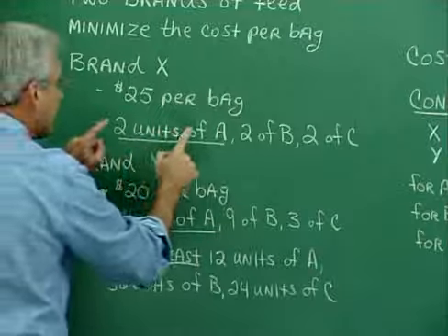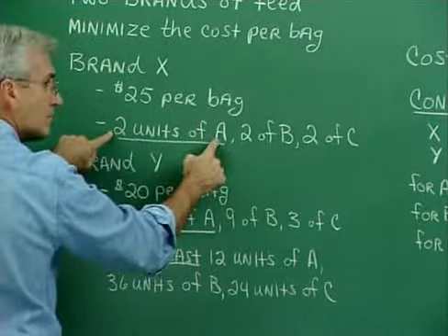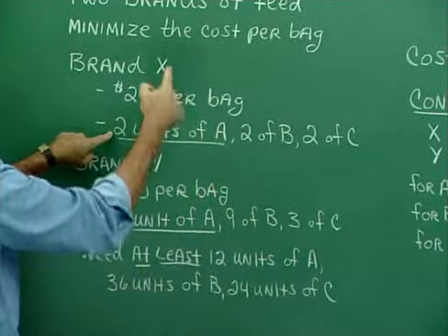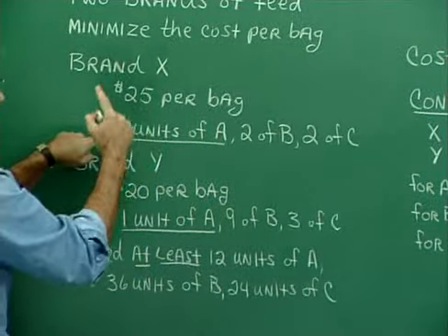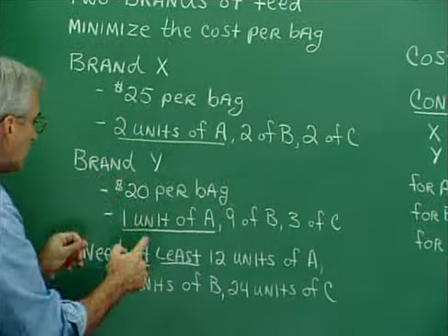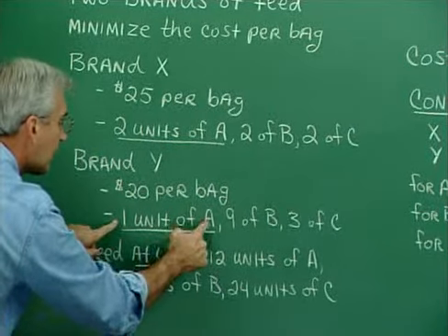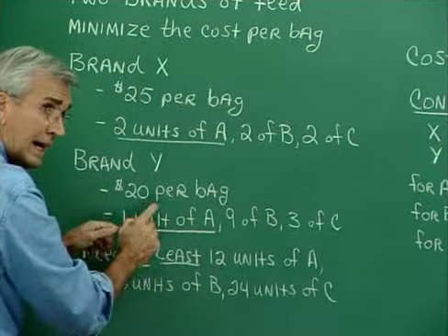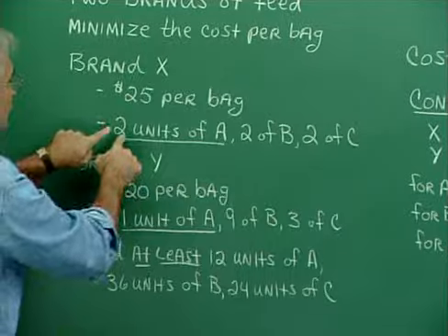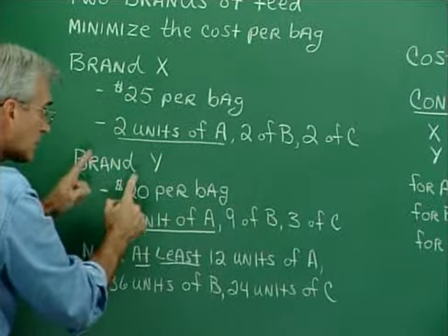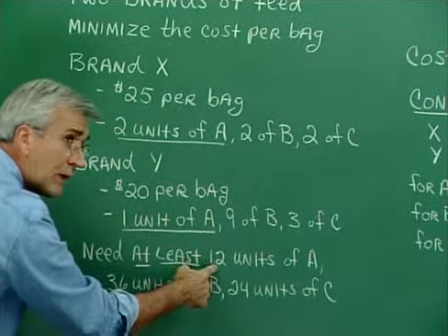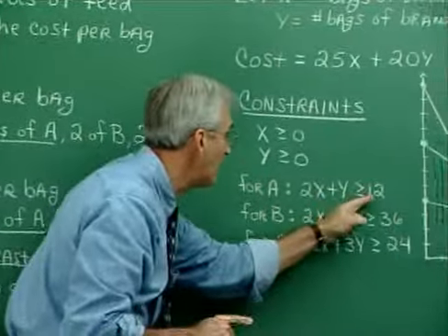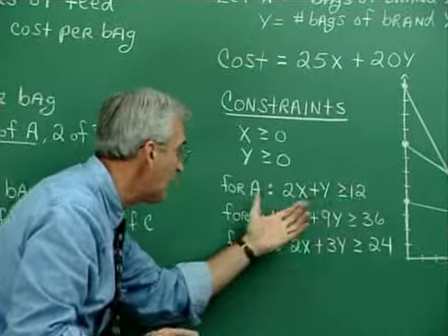Well, if every bag provides 2 units, then 2X would be the number of units of A supplied by brand X. You see, so 2X. And then 1 unit of A is supplied by every bag of brand Y. So it'd be plus 1Y. So it's 2X plus Y, and that needs to be greater than or equal to 12. So we write that over here: 2X plus Y is greater than or equal to 12. And then we come back over here and build another one.